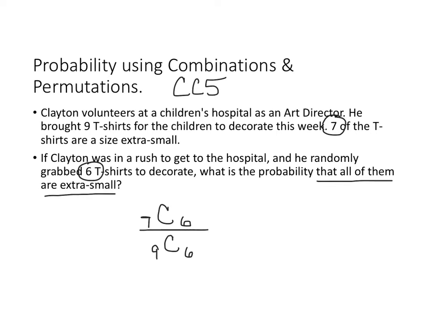At this point, you would just enter this in your calculator. So we're going to go 7 combination 6, divided by 9 combination 6. And this would be about 0.083 repeating. So all the problems would be very similar to this if they're doing multiple things separated by and. Your numerator might have multiple combinations there where you're multiplying.